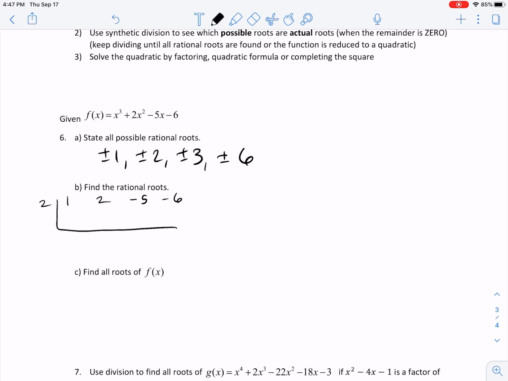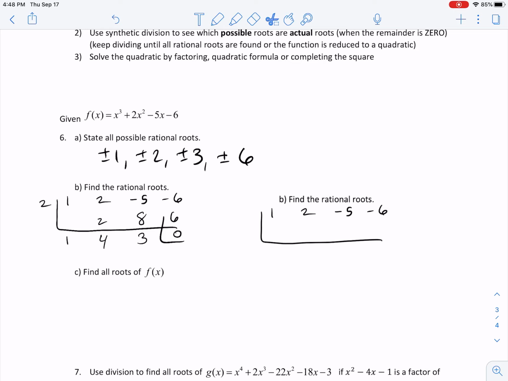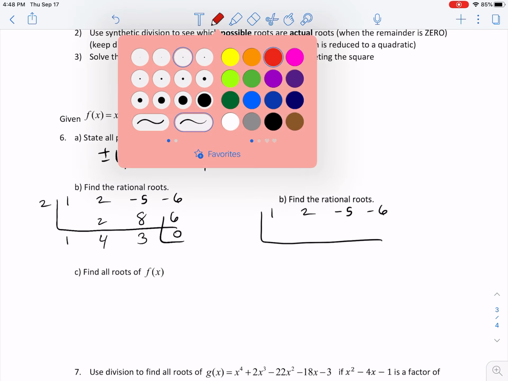Let's try 2. So 1 times 2 is 2, that's 4 times 2 is 8, that's 3 times, oh, I got lucky. I got really lucky. This gives me 6, which gives me 0. So that tells me that was actually a rational root. I didn't intend to be right. I really didn't.